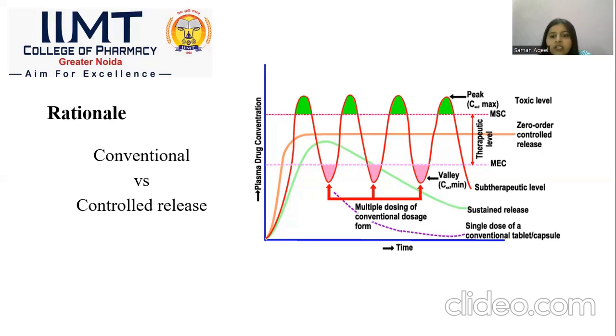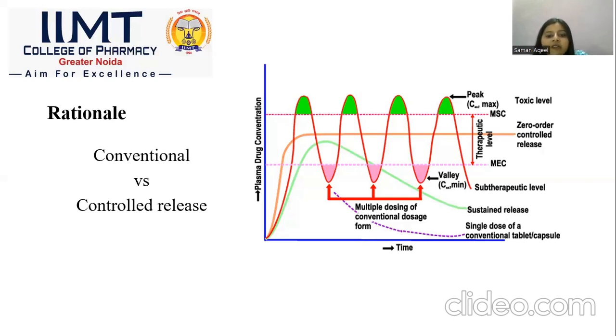Minimum effective concentration is the minimum concentration of the drug which is needed to show the therapeutic action, and the maximum safe concentration is the maximum concentration of the drug which is safe. After crossing the MSC, a drug may show toxic effect or toxicity. And if the drug is below the MEC, the drug will not show its therapeutic action. So we need some dosage form or some formulation that may act between the MSC and MEC, that is, in the therapeutic level.